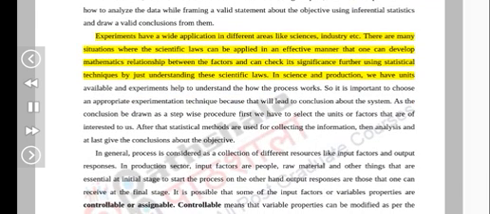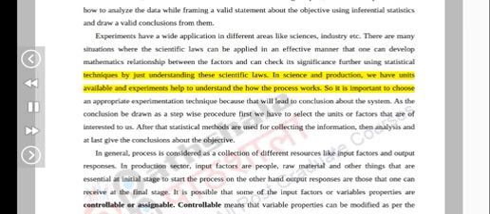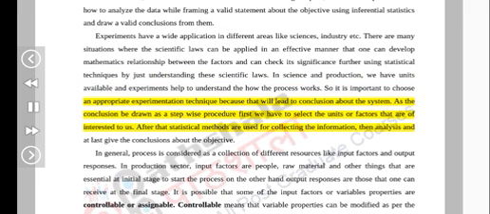There are many situations where scientific laws can be applied in an effective manner, so that one can develop a mathematical relationship between the factors and check its significance further using statistical techniques by understanding these scientific laws. In science and production, we have units available, and experiments help to understand how the process works. So it is important to choose an appropriate experimentation technique, because that will lead to conclusions about the system. As the conclusion is drawn as a stepwise procedure, first we have to select the units or factors that are of interest to us.